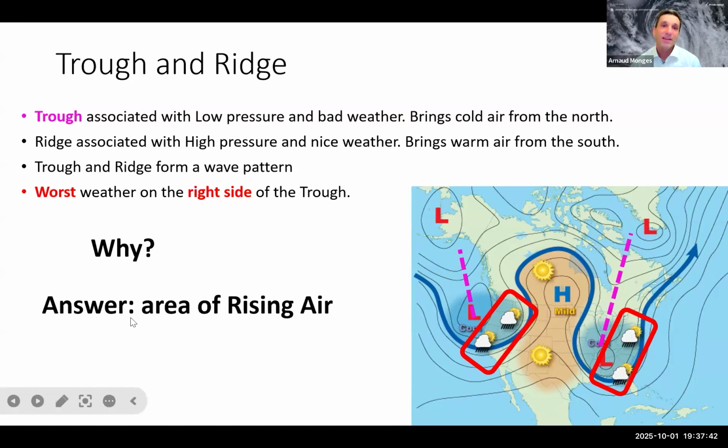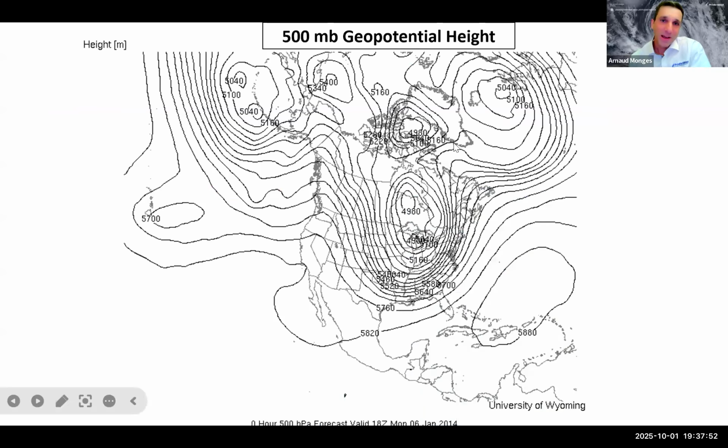And the reason why is because in those areas, the air is rising and is diverging in altitude. And let's study this further. So now we're getting into the real stuff. So this is a map of the geopotential at 500 millibars.